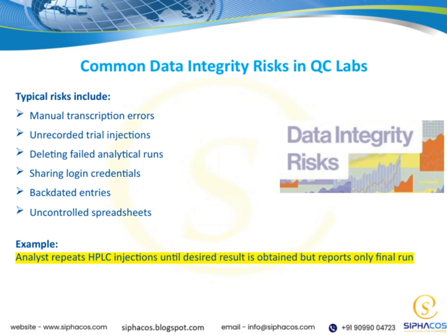For example, an analyst might perform multiple HPLC injections until they get the desired result, and then only report the final run, hiding the unsuccessful attempts. This kind of practice can seriously undermine data reliability. Overall, understanding these risks helps us see where controls are needed to ensure data integrity and uphold our quality standards across all aspects of lab operations.